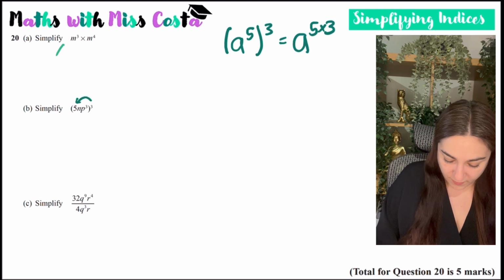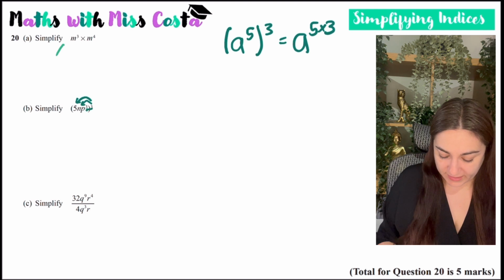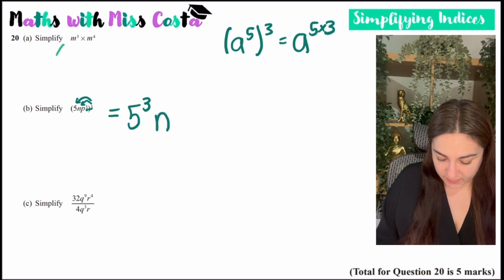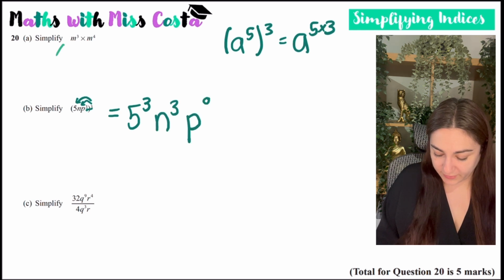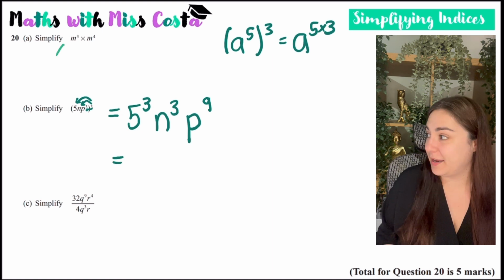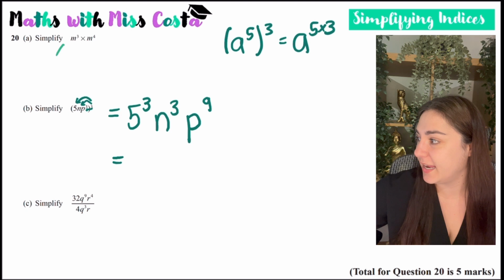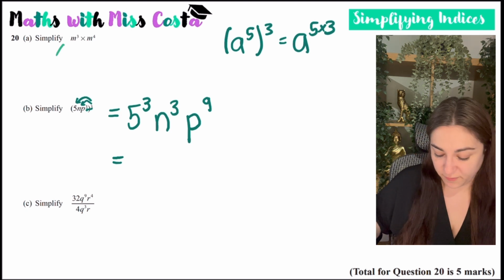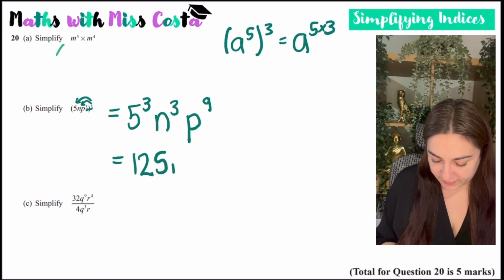So we'd have to do 5 cubed, n cubed and p to the power of 3 cubed. So that would become 5 cubed, n cubed, and then p to the power of 3 times 3 is 9. And because it's a non-calculator paper, they'd expect you to simplify 5 cubed into 125, n cubed p to the power of 9.